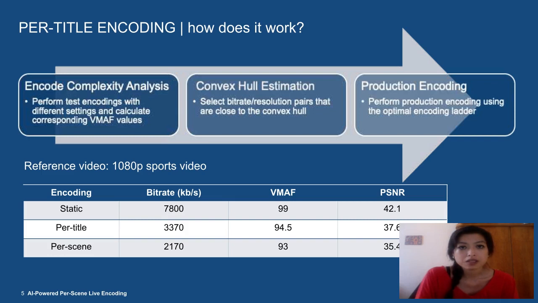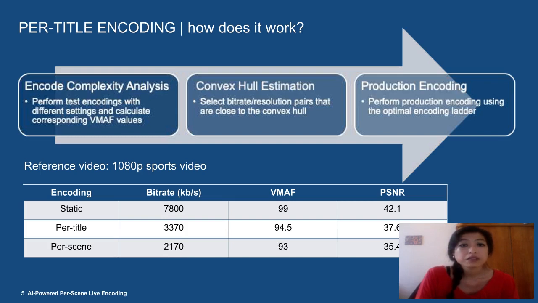So, how does per-title encoding work? First, the source video file is analyzed for its complexity. With the analysis, several test encodes are produced to calculate its corresponding VMAF values. These test encodes consist of different encoding settings. Then, a convex hull is estimated so that the resulting encoding ladder consists of bitrate resolution pairs that lie close to the convex hull. Finally, a production encoding is performed, where a video is encoded based on the resulting ladder.